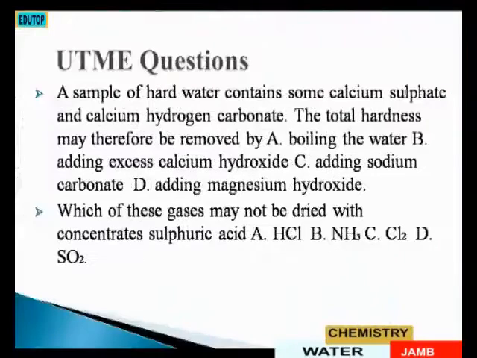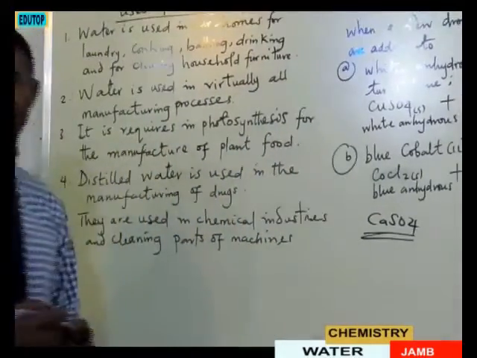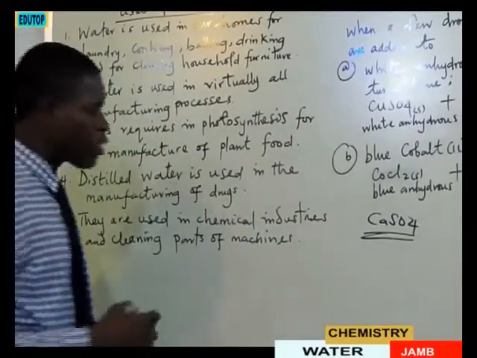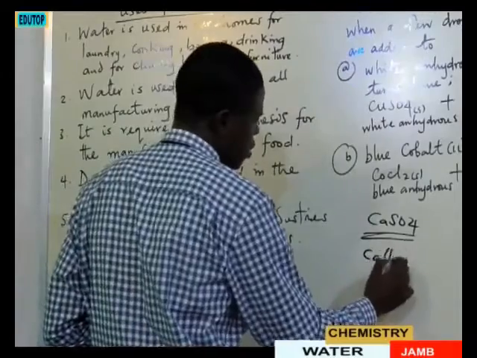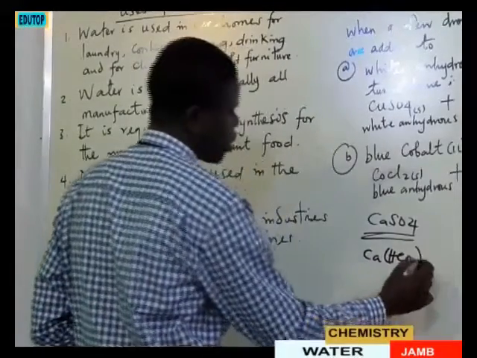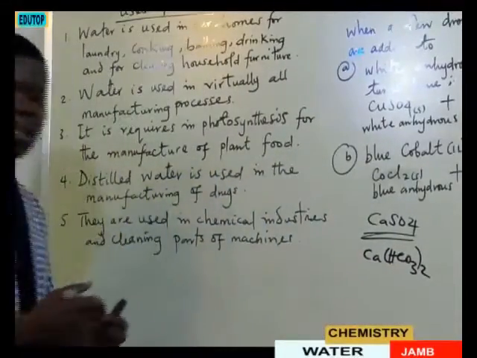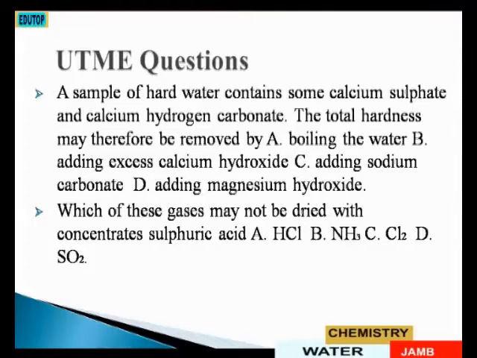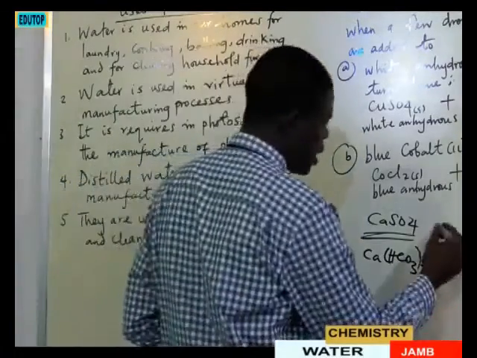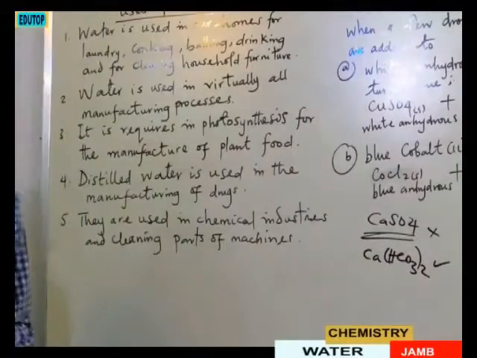The first question says that a sample of hard water contains some calcium sulfate. Look at that. It contains what? Some calcium sulfate. And calcium sulfate is for permanent hardness. Take note of that. And also calcium hydrogen trioxocarbonate(IV). It contains this and this. The question now says the total hardness may therefore be removed by A, boiling the water. Boiling will remove this, but will never remove this. So A can never be the option.